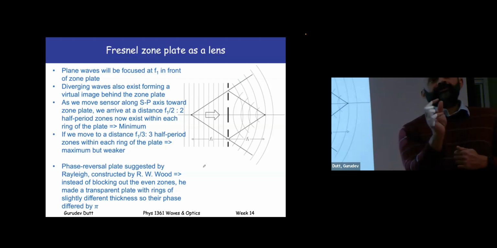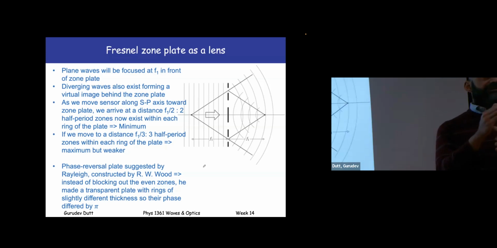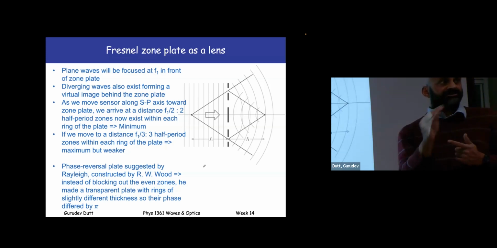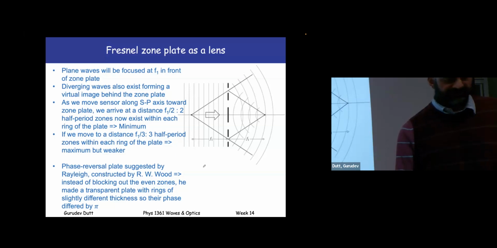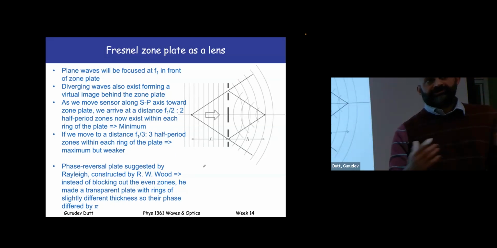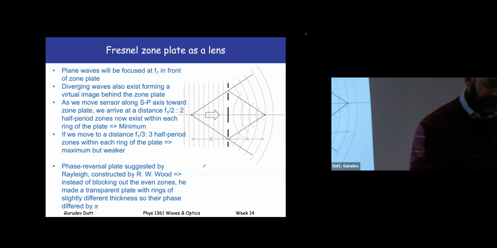And that you can do, for example, by altering the thickness of the plate, right? Because then the wave has to travel a little extra distance, which will be enough to give you the phase difference of pi, for example. Obviously, that needs to be very carefully machined and so on, so it's not easy to make, but he was able to do this. Okay, so that's the Fresnel zone plate.